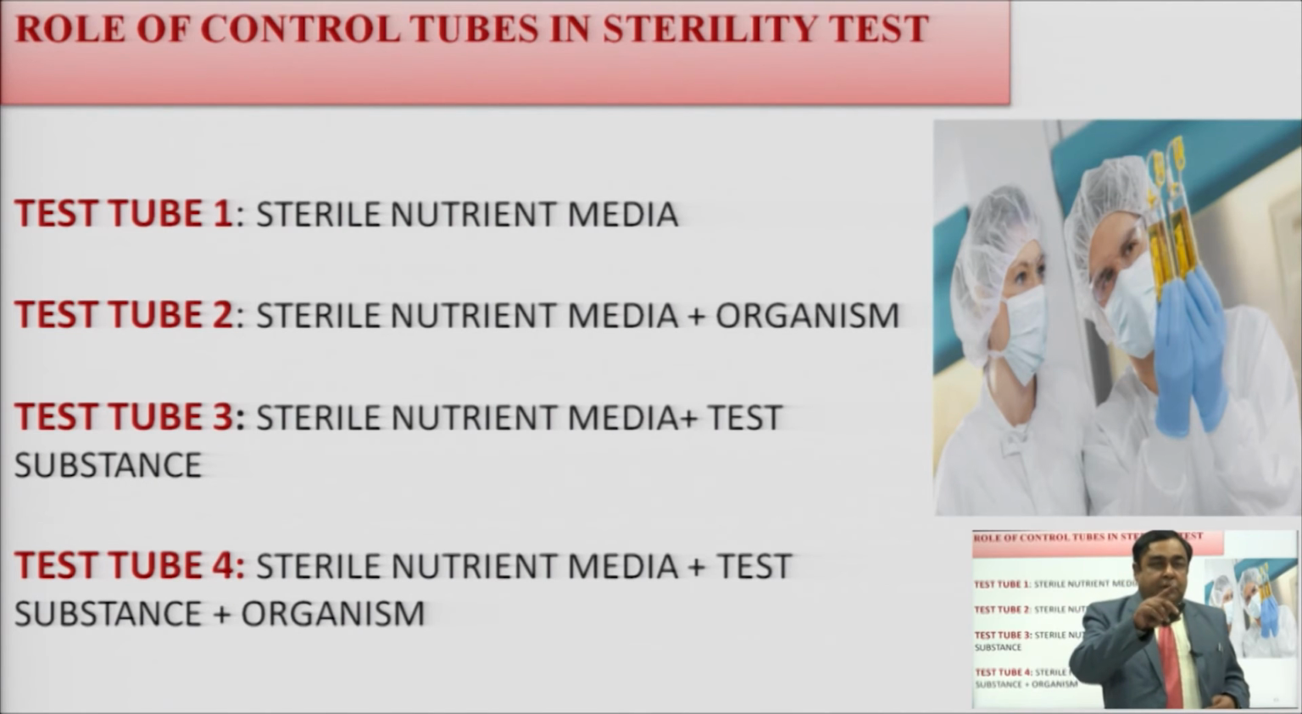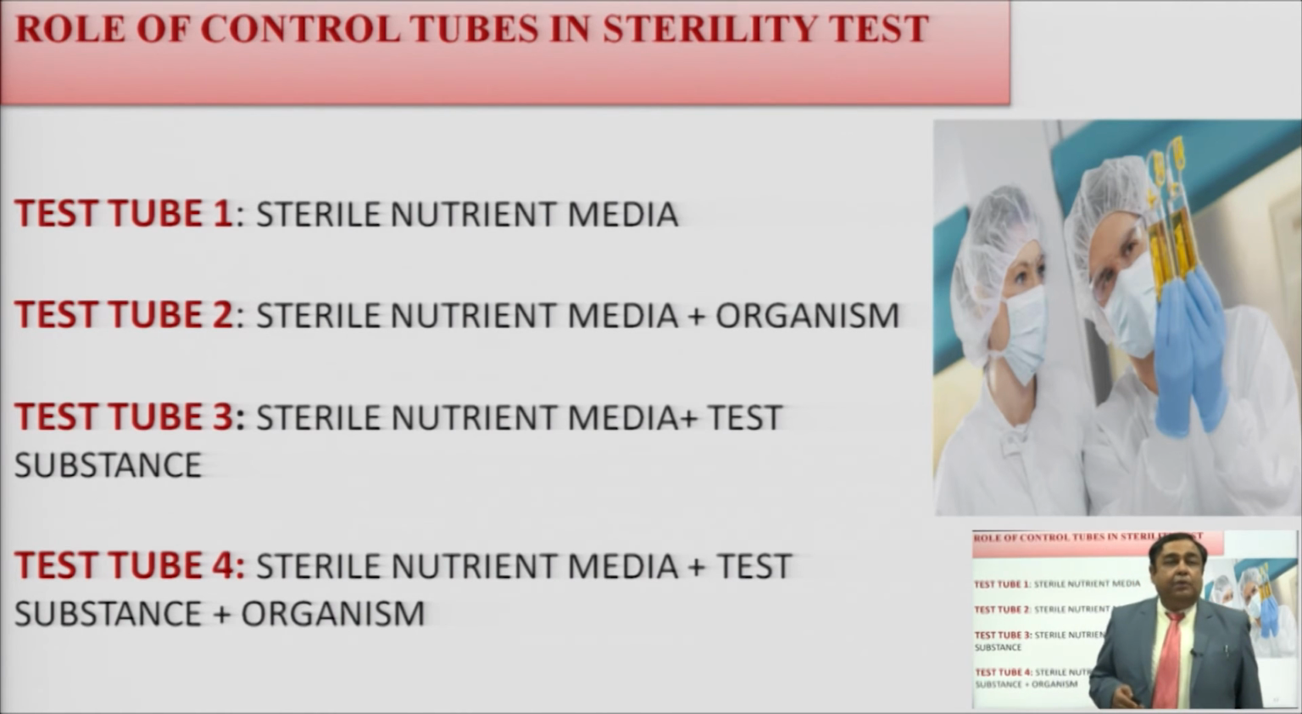Test tube number 3, sterile nutrient media plus test substance: if the test substance is sterile, the entire test tube should be sterile. If it is turbid, it means the test substance has not been properly sterilized.